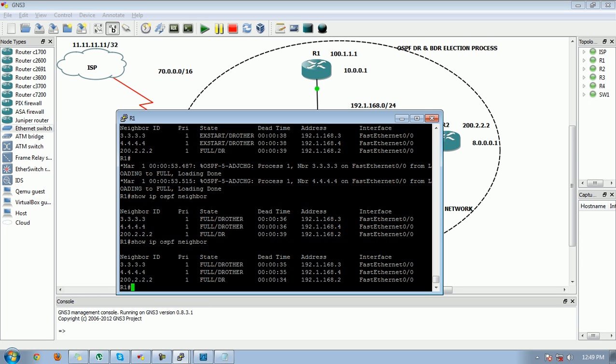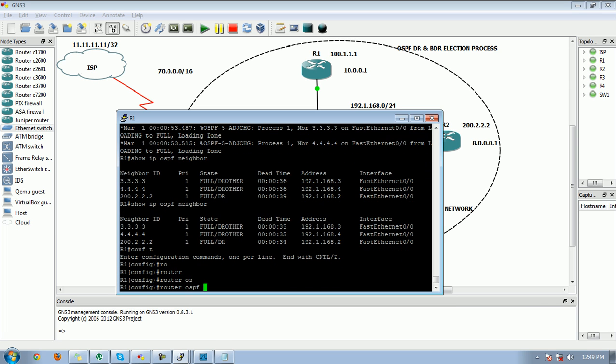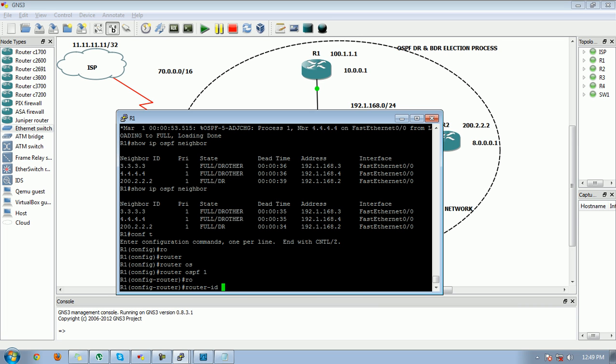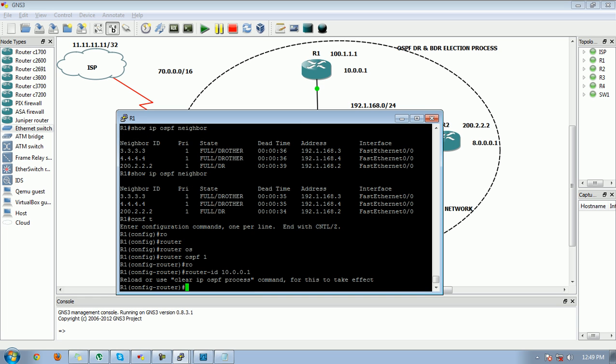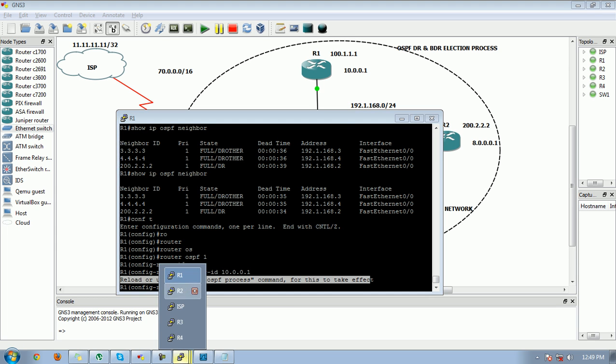Now R1. Router OSPF 1 under router configuration mode. The command will be router ID, and enter this. Hit enter. Okay. See, it's showing we have to restart or clear the OSPF process. We'll clear the OSPF process. No issues.